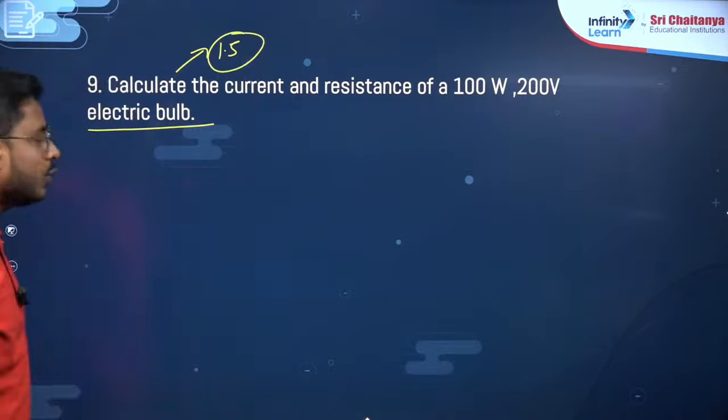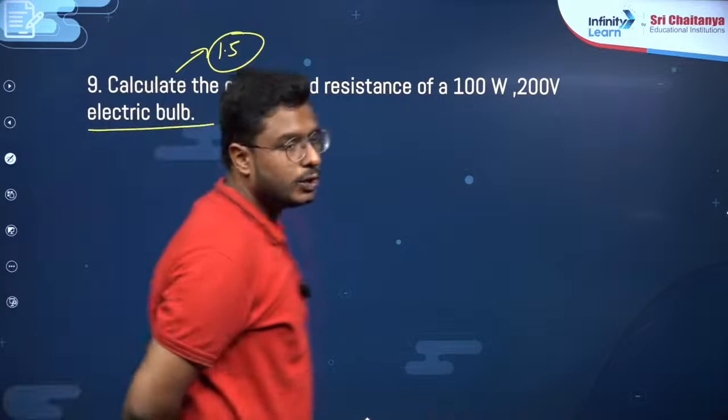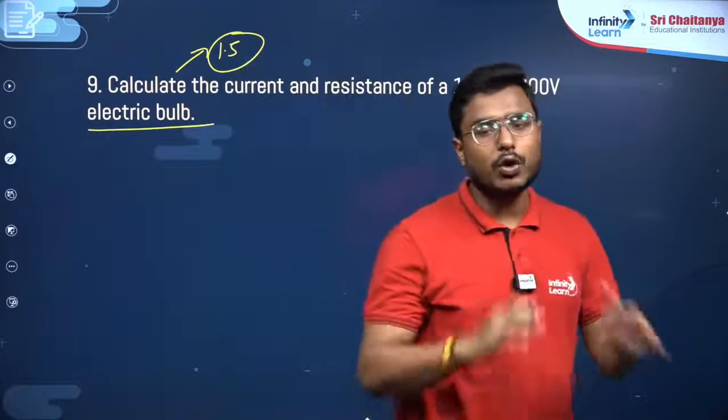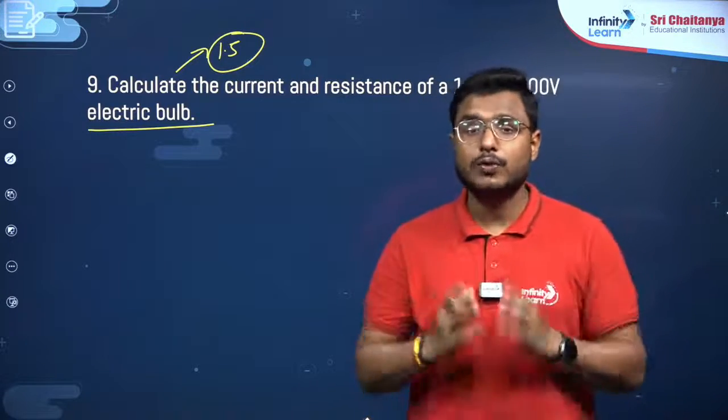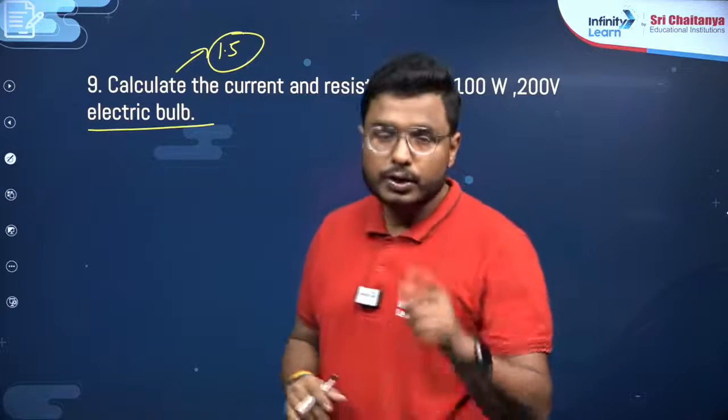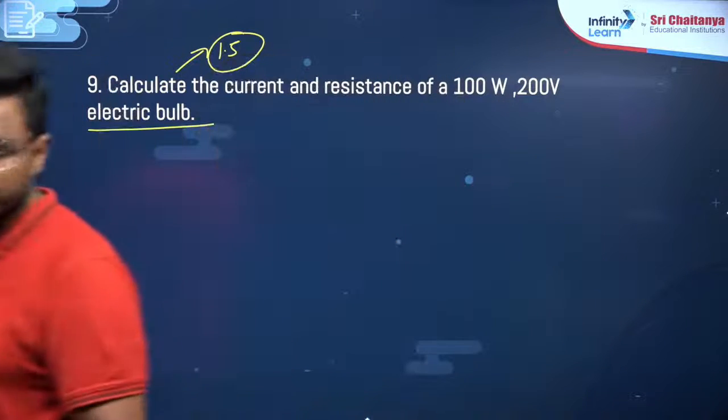So power is given to you, potential difference is given to you. They are asking you the value of current flowing in a circuit and the value of resistance you need to find out here. Quickly solve it. Your time started now.